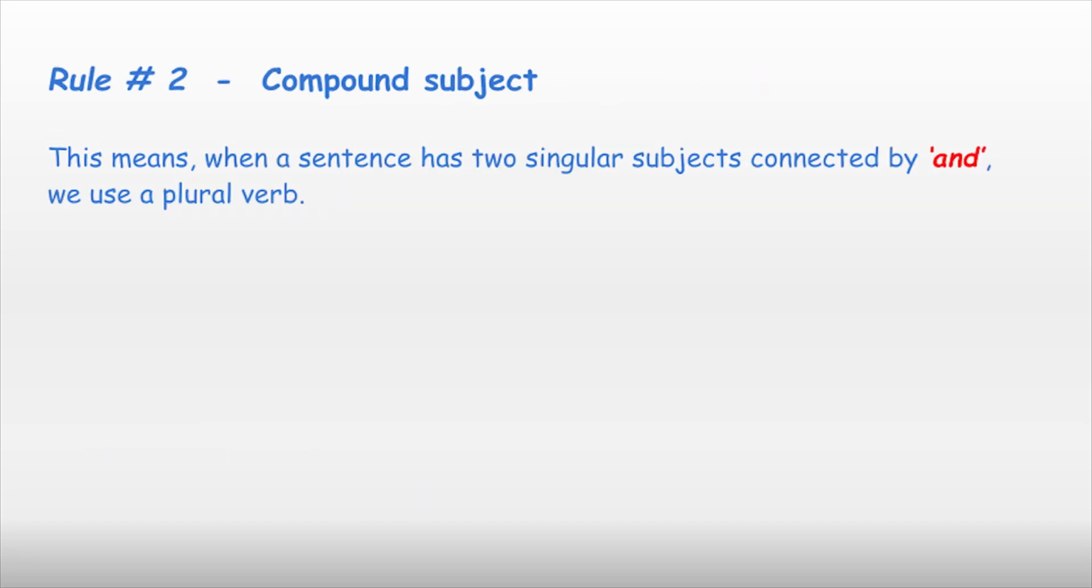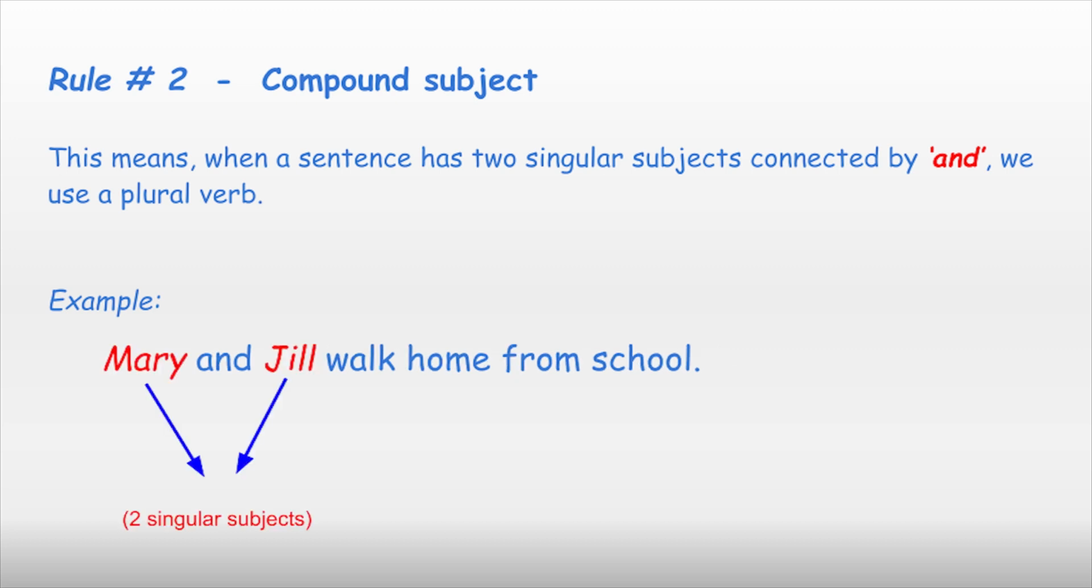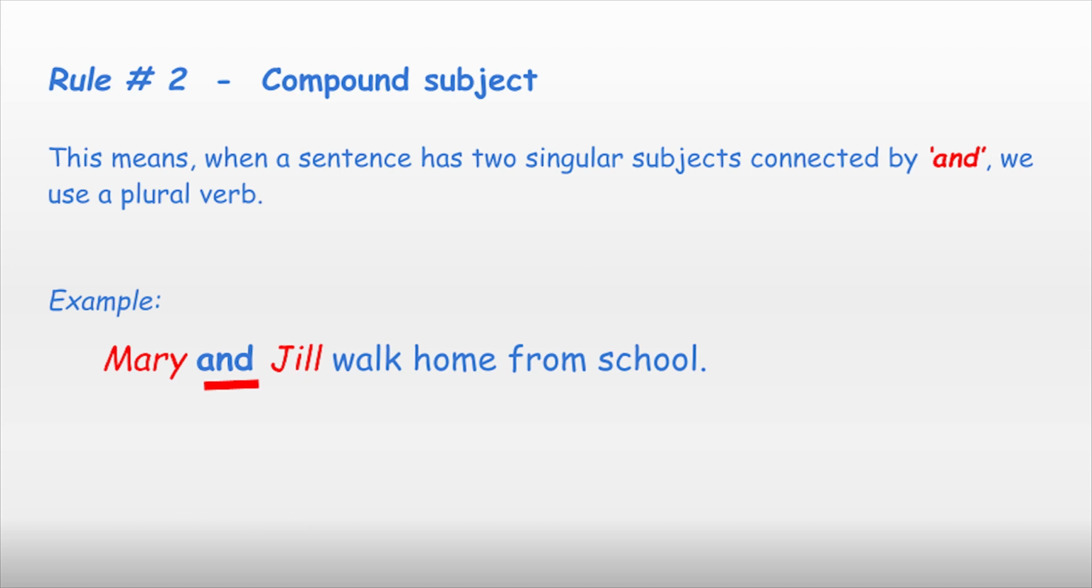Rule number 2, compound subject. This means when a sentence has two singular subjects connected by the conjunction and, we use a plural verb. For example, Mary and Jill walk home from school. In this sentence, Mary and Jill are two singular subjects, but because they are joined by the conjunction and, it means both of them are walking home. So now we have a plural subject in this sentence which requires a plural verb. The plural verb walk agrees with the plural subject Mary and Jill.